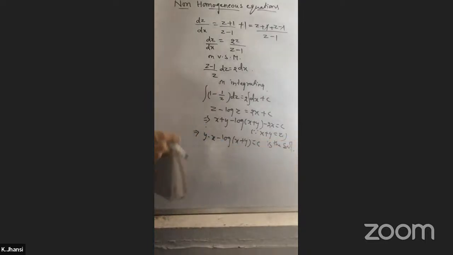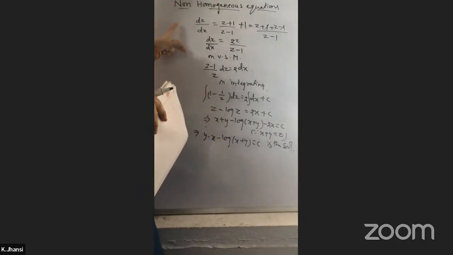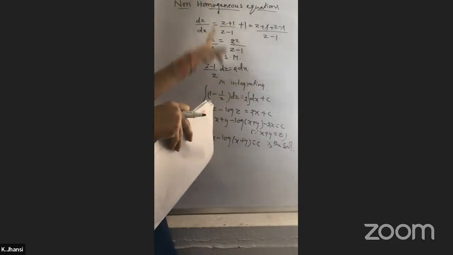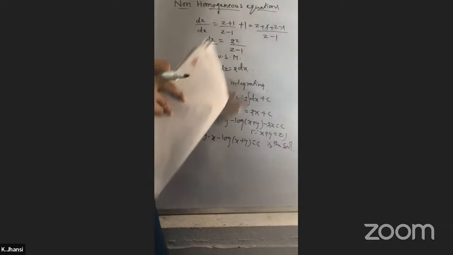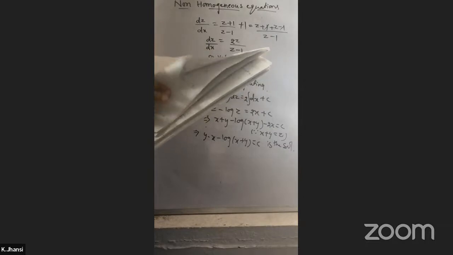Here, for the non-homogeneous equation, if the value of a1 b2 minus a2 b1 is equal to 0, this is the procedure. If it is not equal to 0, then you have to follow the second one. Those problems will be very lengthy ones.